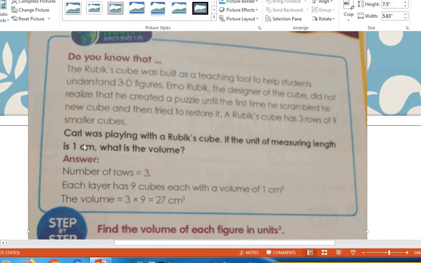Here is an example. Carl was playing with the Rubik's Cube. If the unit of measuring length is 1 centimeter, what's the volume? Number of rows equals 3. In this Rubik's Cube, it has 3 rows. Each layer has 9 cubes, each with a volume of 1 cubic centimeter. So the volume will be 3 times 9. It will be 27 cubic centimeters.